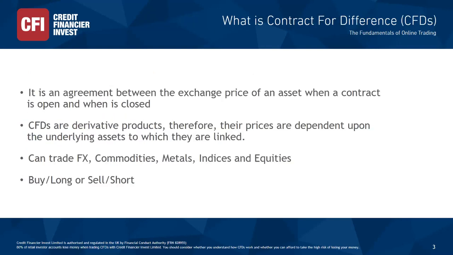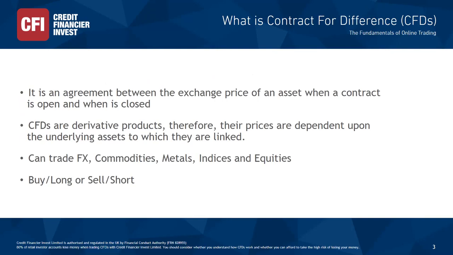So what is a contract for difference? Well, essentially, it is an agreement on the exchange price of an asset when a contract is opened and when a contract is closed. This will in turn help you to speculate on the price movements of financial markets without actually owning the underlying asset. And here, guys, you should be aware of this as well, okay? When you're trading with CFDs, you don't own the underlying asset, okay?